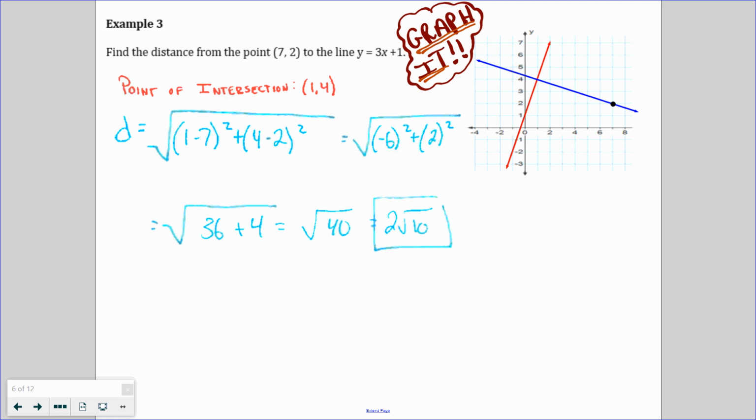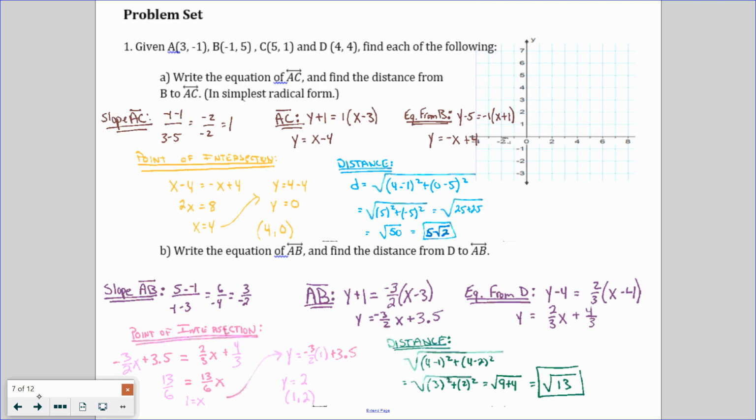Okay, so when you're asked to find the distance from a point to a line, you find the distance from the given point to the point of intersection between the given line and the line perpendicular to that through the given point. So now you can go to your problem set, practice using the answer key to make sure you're practicing correctly. If there's a graph, great. If you can't get an accurate point of intersection, you may have to use algebra.